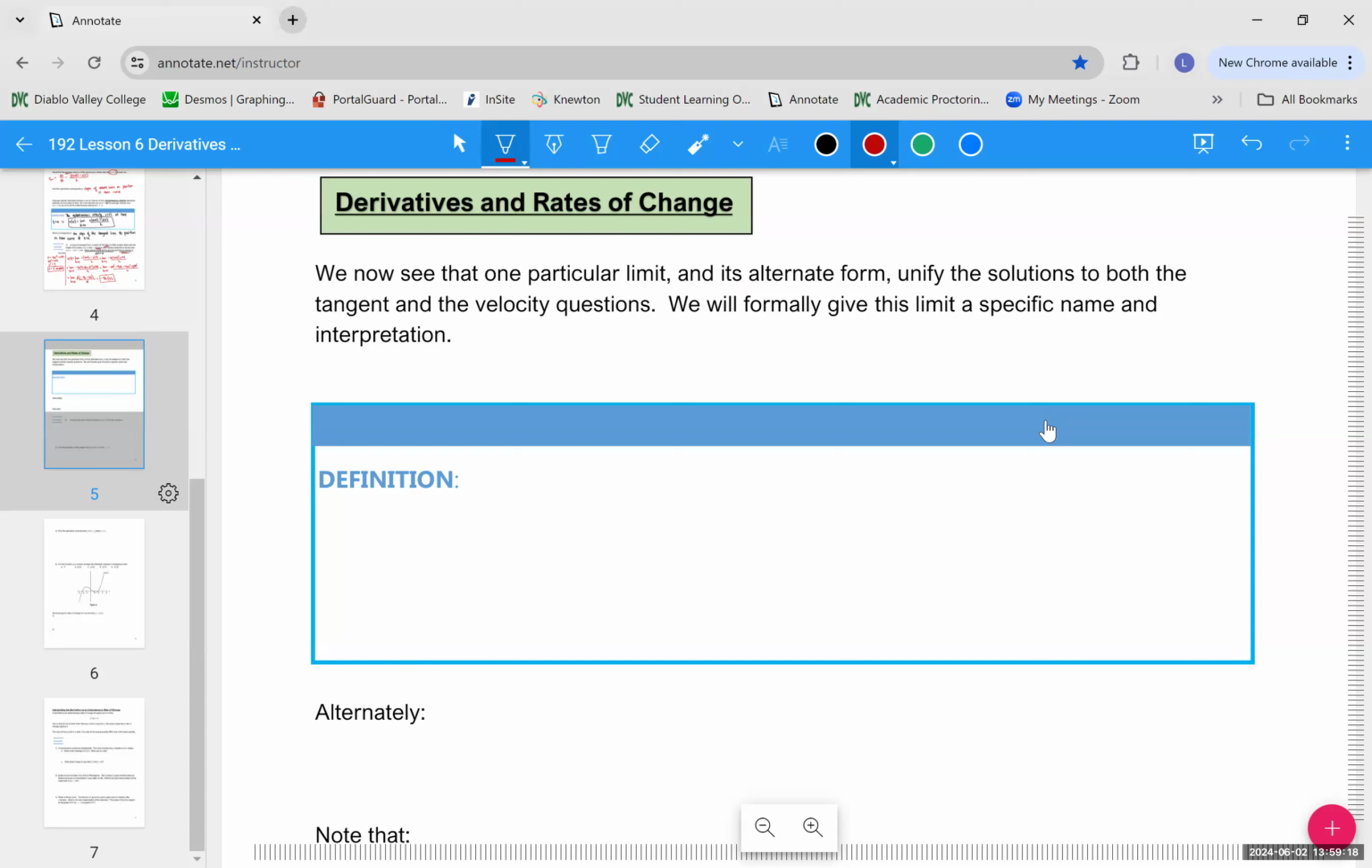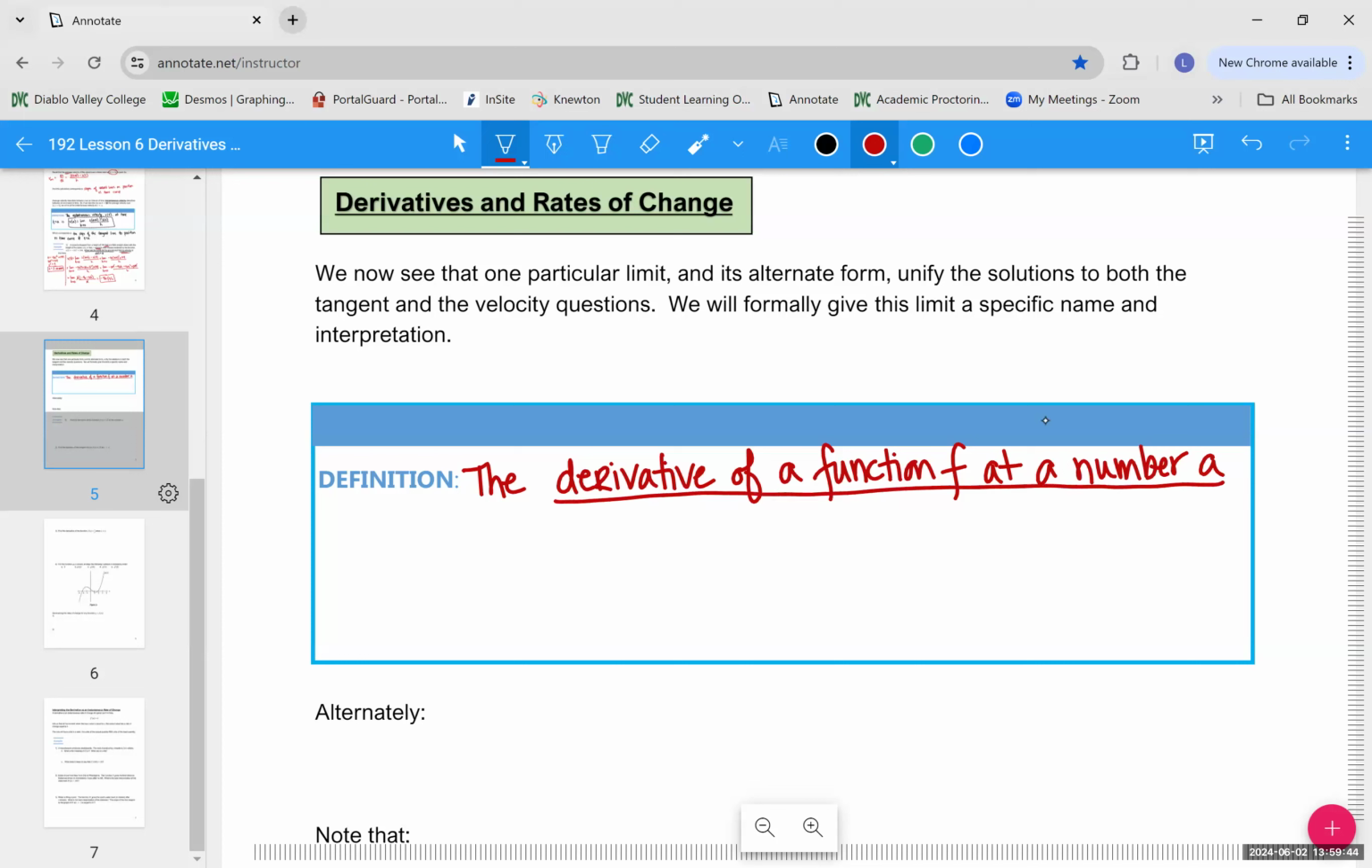So the definition here that we're going to be talking about is the derivative. That is what we are going to call it. The derivative of a function f at a number a. Just going to underline that. That is what we are defining.